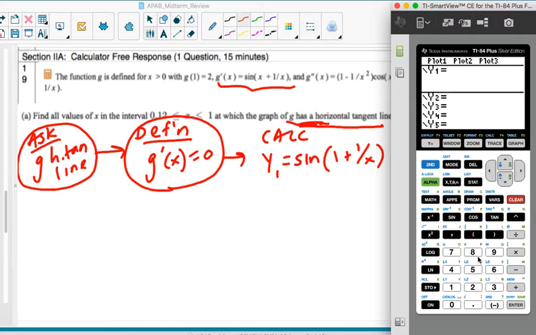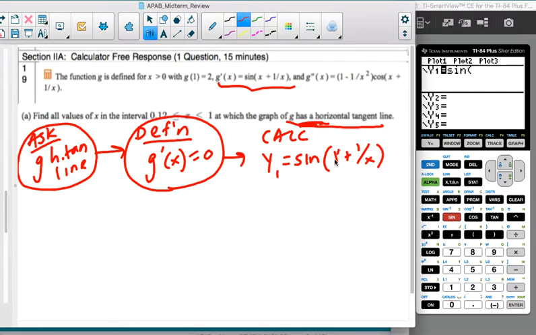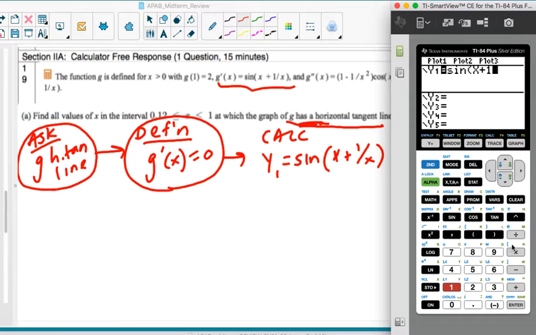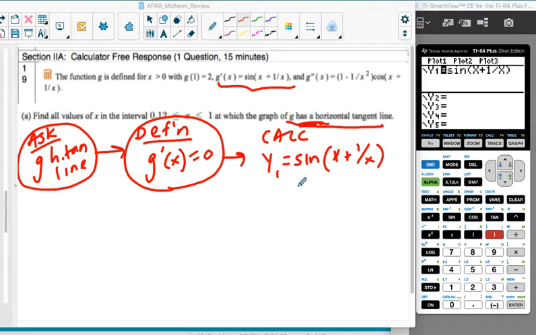So I'm going to go here. I'm going to type in sine of, oh, my bad, I wrote 1 and it's an x. So sine of x plus 1 divided by x, right? And so I double check that that's what my g prime is. But this is my g prime, and I want to do second calc, zero.